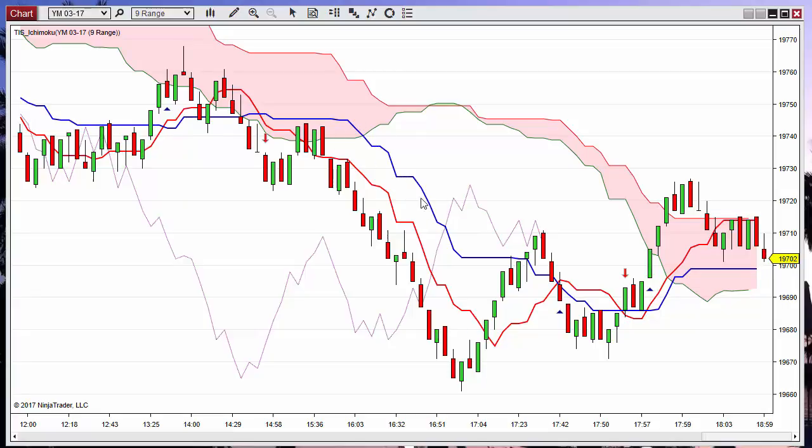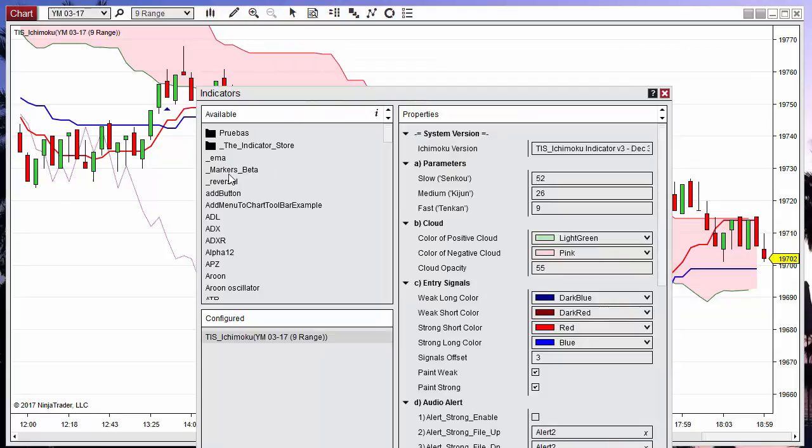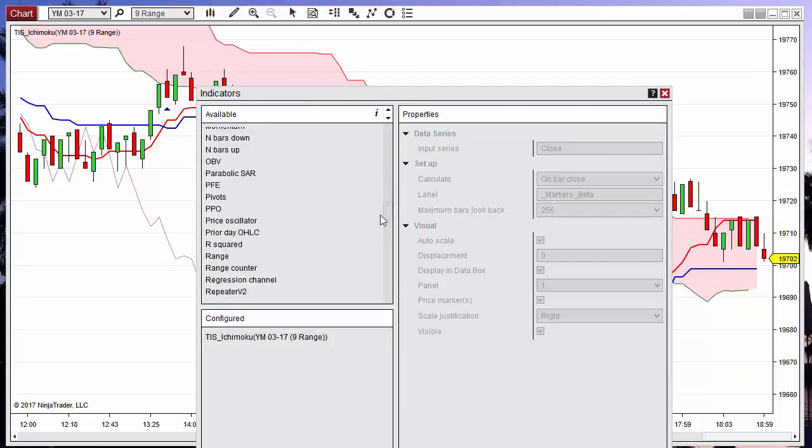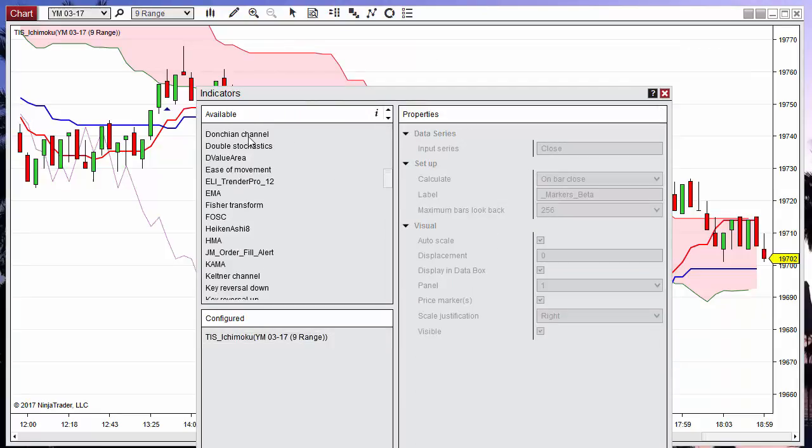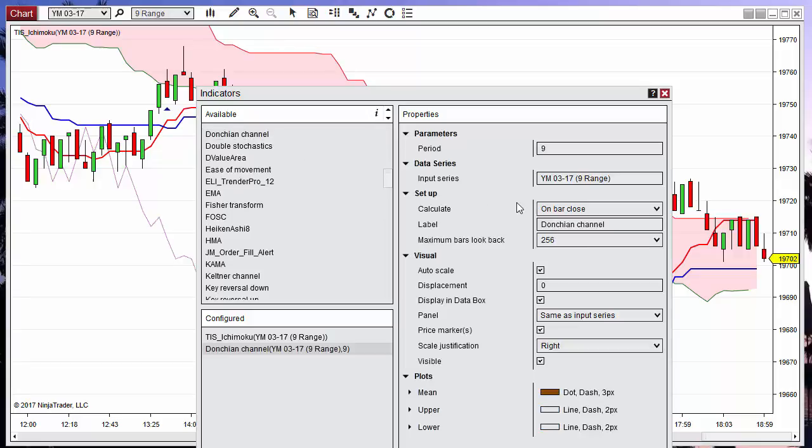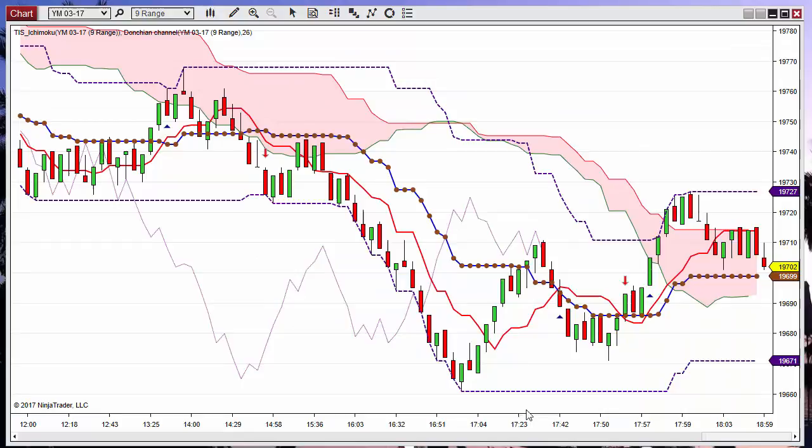These lines are not moving averages, but medians. The median line is the middle line of a Donchian channel. So let's add a Donchian channel of period 26.